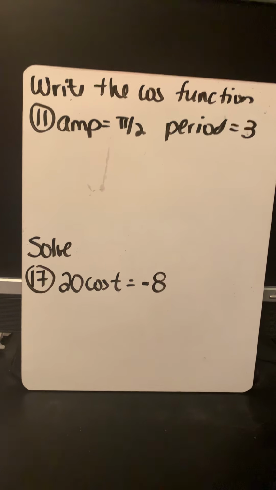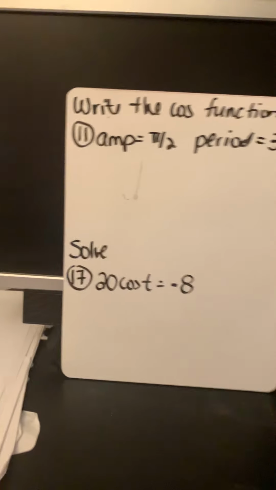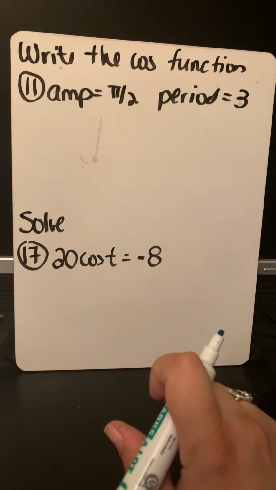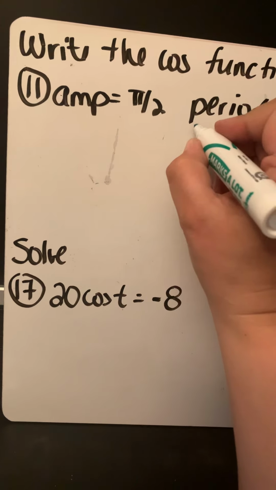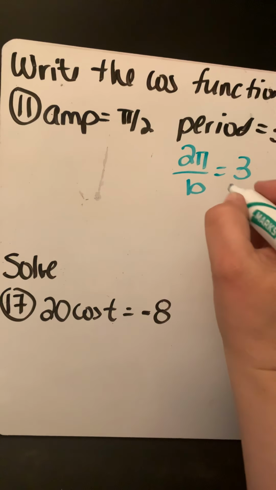Number 11 and number 17. On number 11, it says write the cosine function. So we have our amplitude. Well, that's easy. Period is 3. So what you do, write your period function. This would be 2 pi over b equals 3.